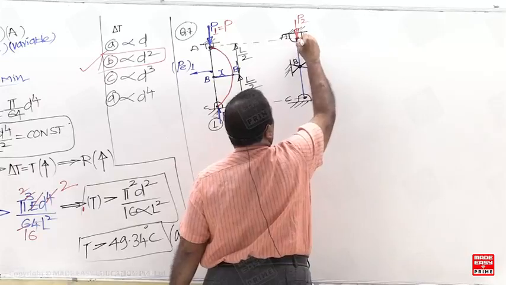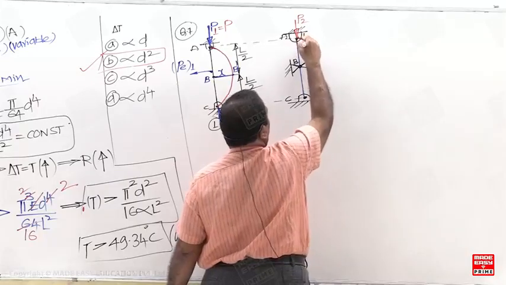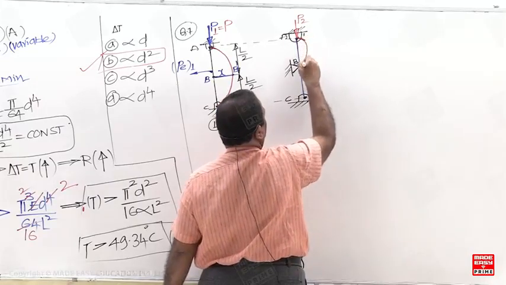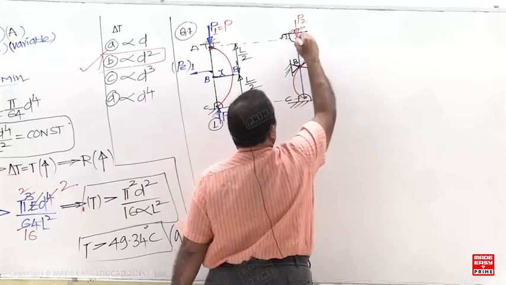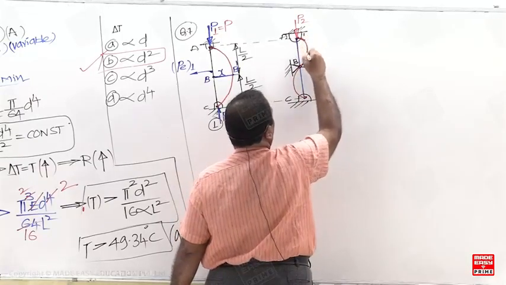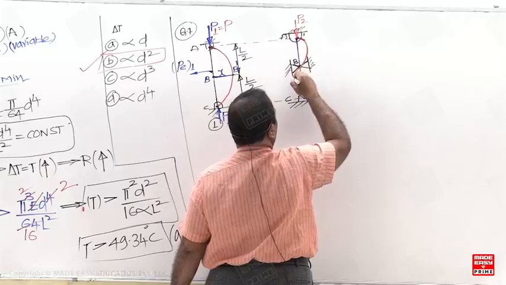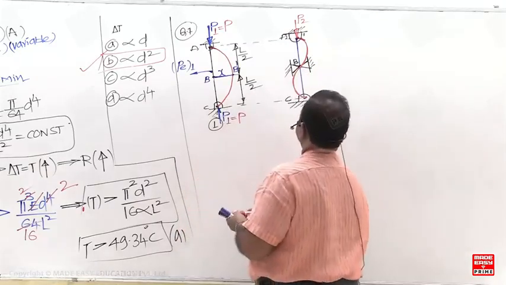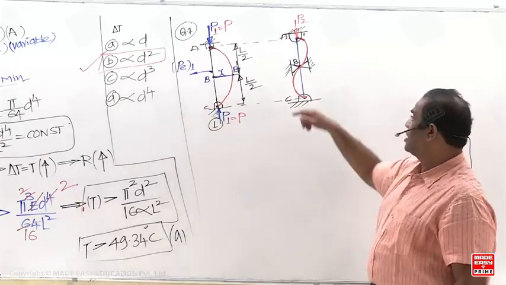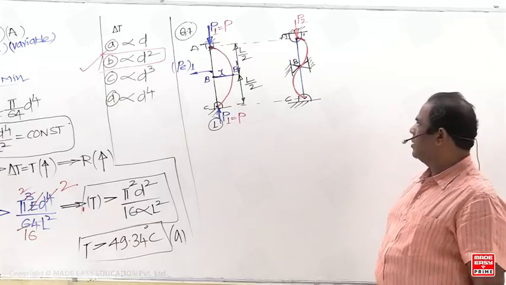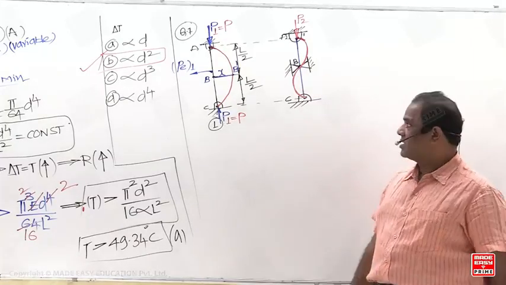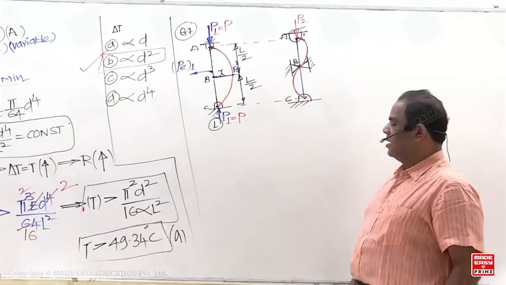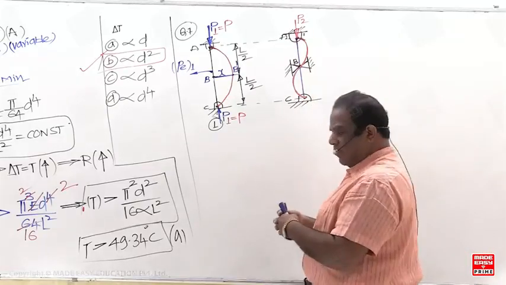Now what is the shape of the buckling curve? We are going to get it now. This is the shape we are going to get. Exactly at mid height, lateral movement is restricted. Now it's asking what this buckling load value is.